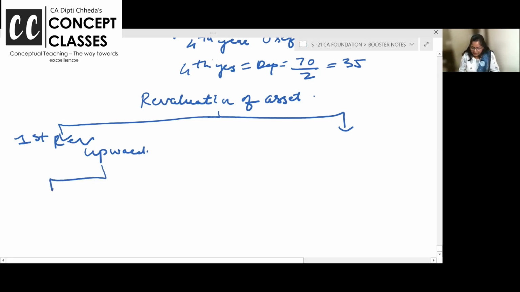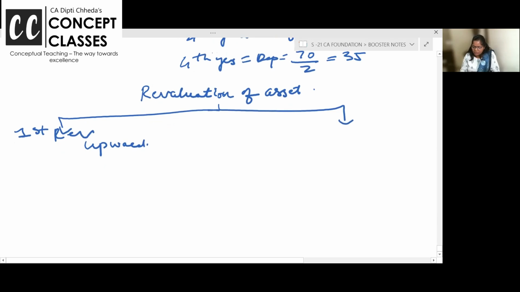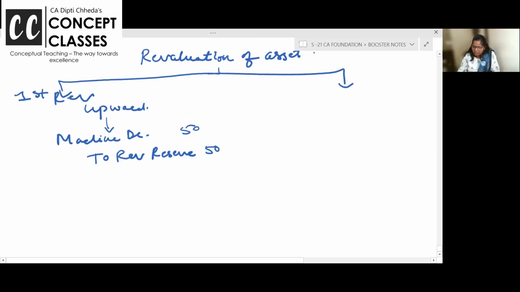Okay. Then, okay, 1 minute. Draw the flowchart like this, because this is the concept. Don't draw this flowchart in the exam. This is for you to understand. First revaluation, if you are doing upward, then debit here. Say we will pass the entry: machinery account debit to revaluation reserve. Revaluation reserve 50. With 50 rupees we have done upward.